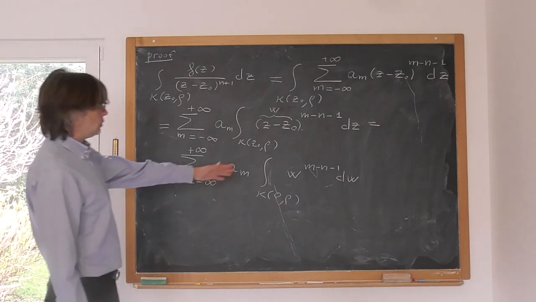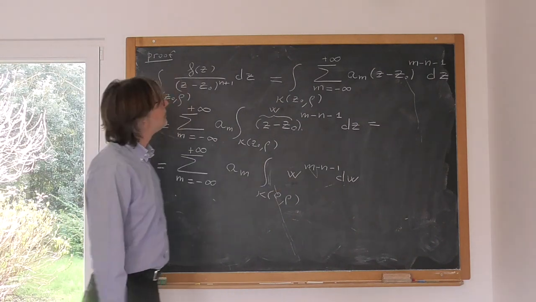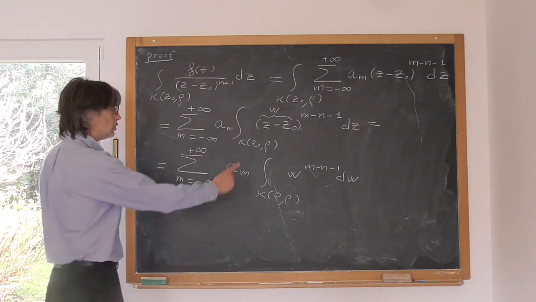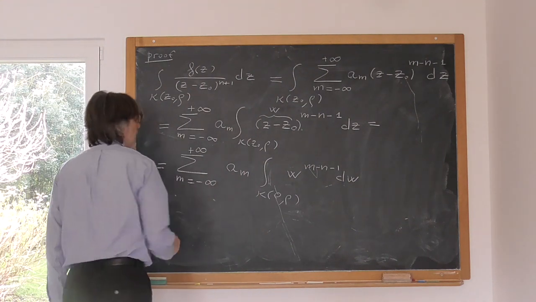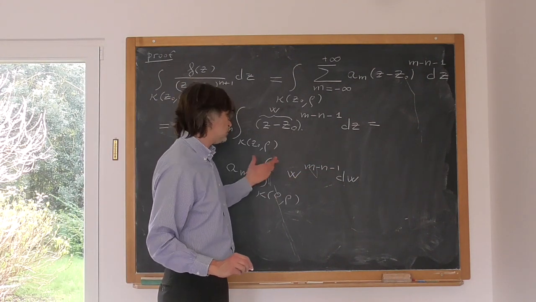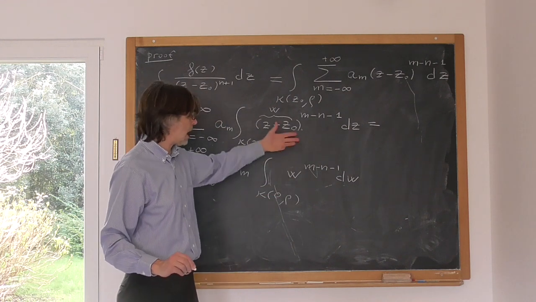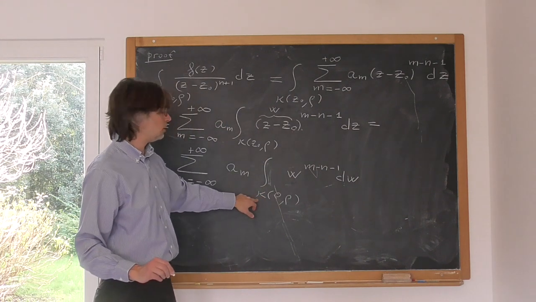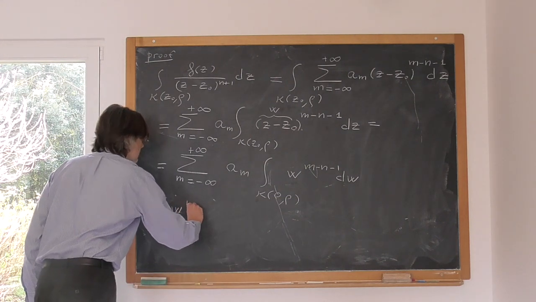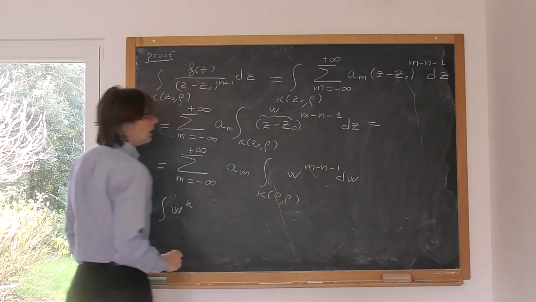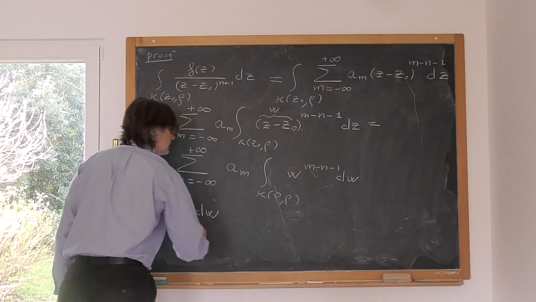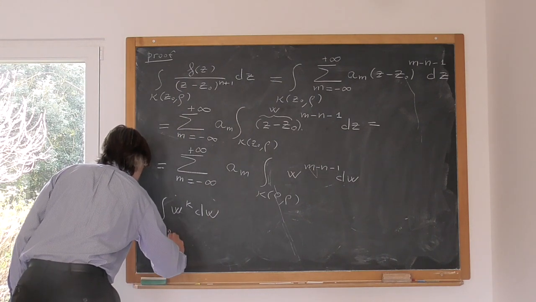Okay, now we have to compute these integrals. So what can we say? Here we have an arbitrary integer, so we have to compute the integral of an arbitrary power of w on a circle. So the integral of w to the k, let me call this exponent k for a moment, dw on a circle centered at zero.